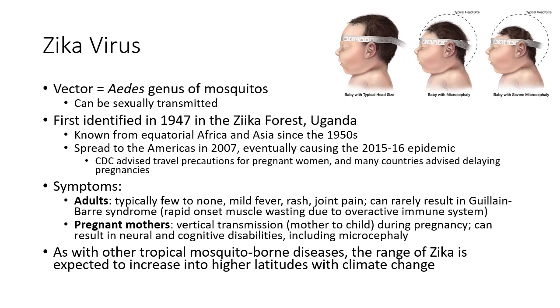So you see a baby with microcephaly here, and then a baby with severe microcephaly, and the dotted line showing how big the brain should be. Obviously, if you're born with a much smaller brain than usual, you're going to have very severe cognitive impairment. As with other tropical mosquito-borne diseases, the reign of Zika is expected to expand into higher latitudes with climate change. So just like we talked about with malaria.